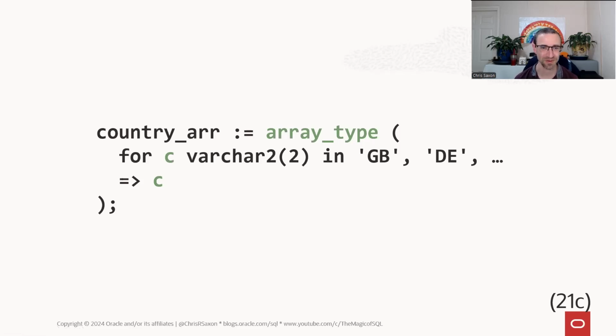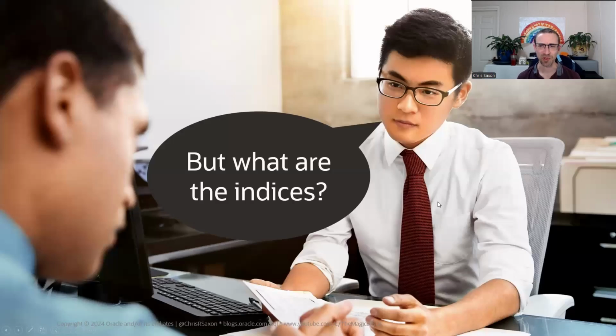Wow, that's pretty cool. So it's looping through these values and assigning each element to those values: GB, DE, IN, and so on. So that's great. But what are the indices? What values are actually indexing those arrays? Like ones, characters, what are they?